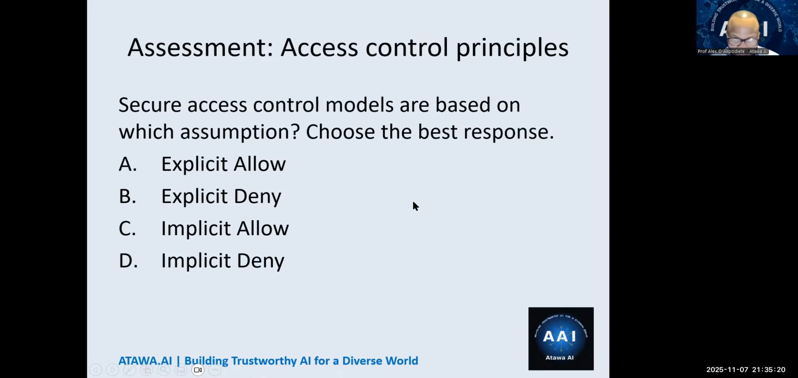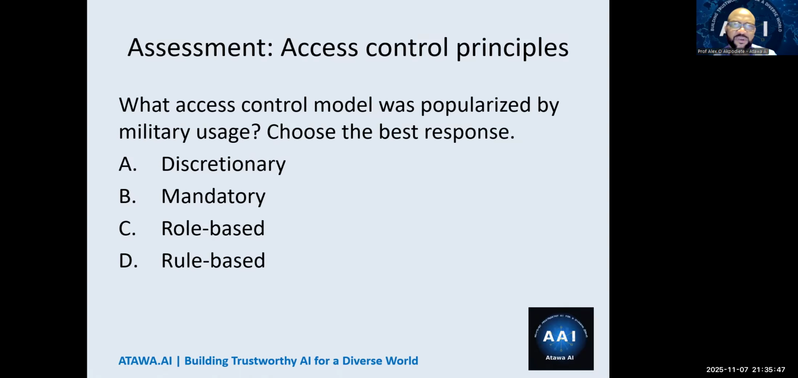So it's a very short sub-module. But look at this question. Secure access control models are based on which assumption? Choose the best response. So this is tricky, but look at the word implicit deny. It means that if I don't give you access, you are denied, right? As opposed to explicit deny. So if you don't have the access listed, it's assumed that you're going to be denied. That's based on which assumption? That's secure access control. Don't give it to you, then you're denied.